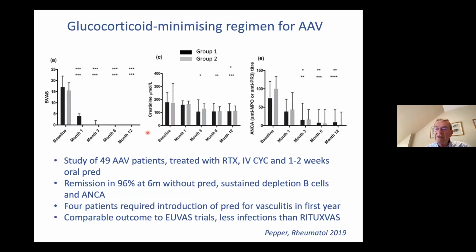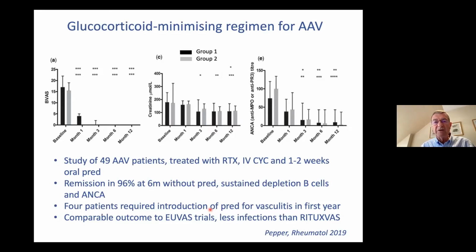And again, this was successful with remission in 96%, sustained depletion of B cells and ANCA. However, 4 patients in that first year required the introduction of prednisolone. So this steroid sparing approach does not work in all patients, but it did work in the great majority. And these patients showed a comparable outcome in the short term to the UVAS trials.